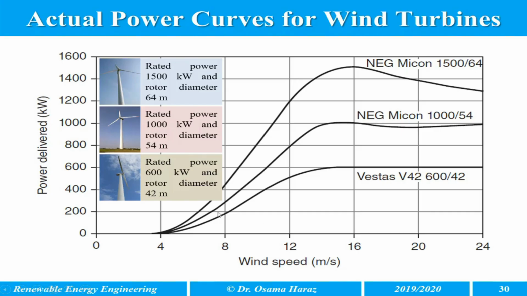For example, the first one, V42 600 over 42, this type of wind turbine produces 600 kilowatt and the rotor diameter is 42 meters. For the second one, NEG Micon, this is producing a rated power of 1000 kilowatt and the rotor diameter is 54 meters. The third one, with the biggest rotor diameter of 64 meters, produces a rated power of 1500 kilowatt.